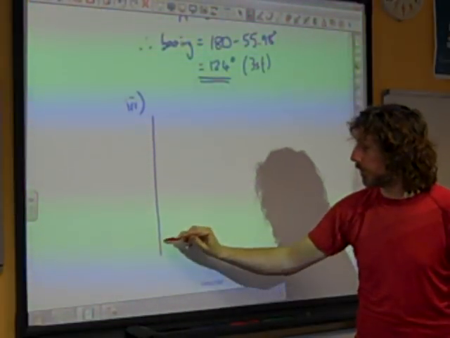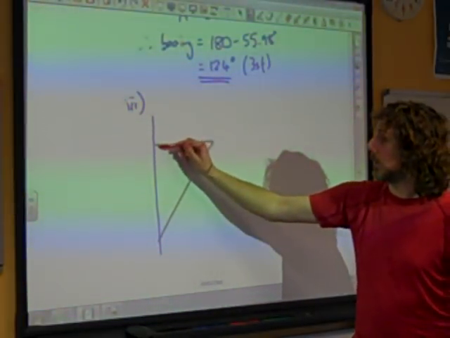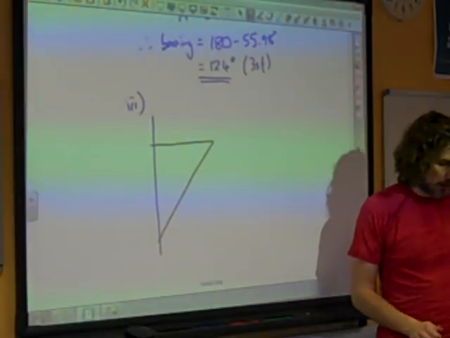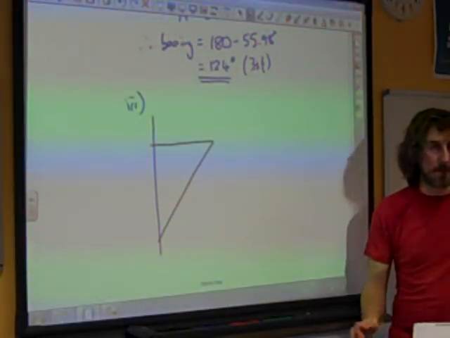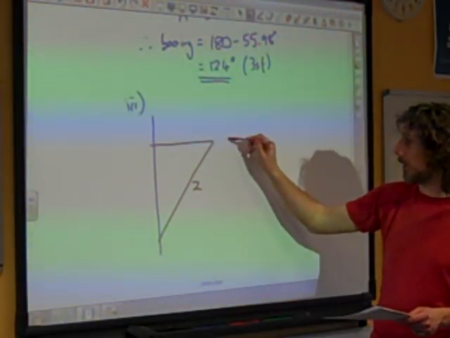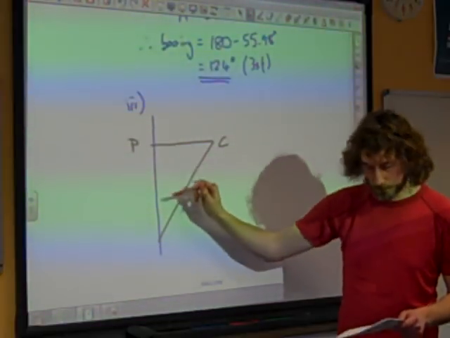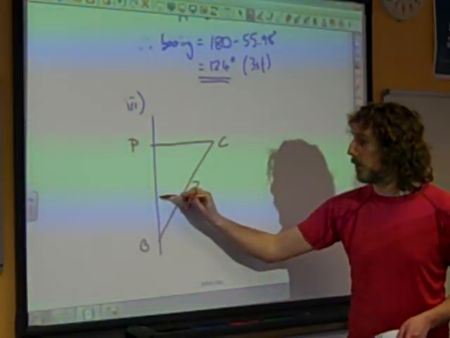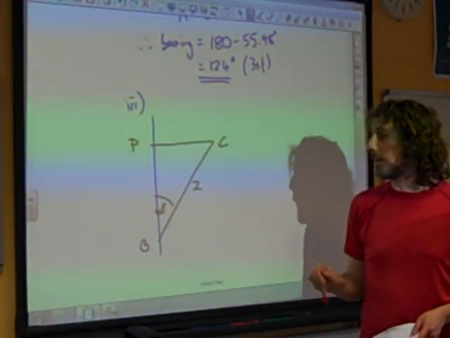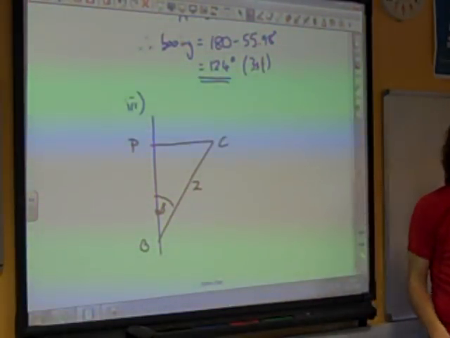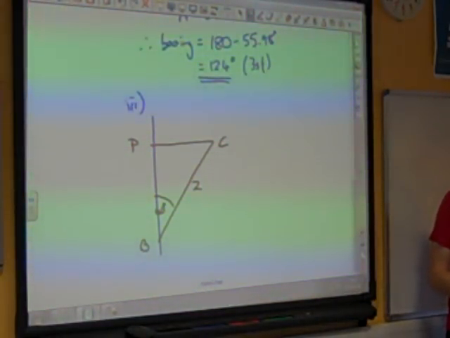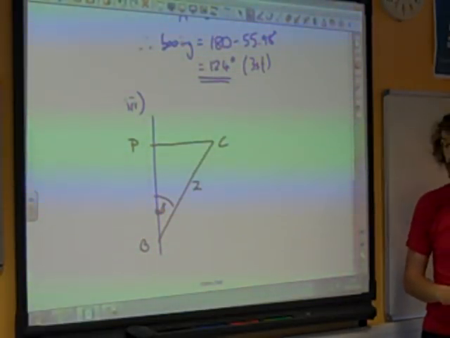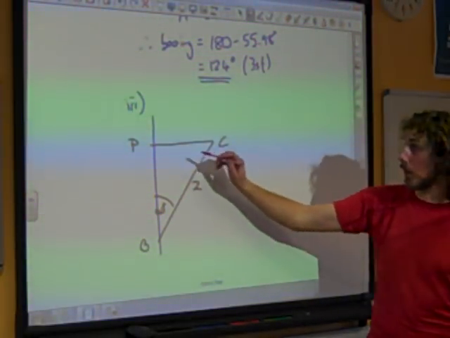We've got some things that we know about already. We know that this length is 2. There's the ship. That's the point that we're interested in. There was B. That's 40 degrees, although you could take the other right-angled triangle at the top. We need to find the length PC.